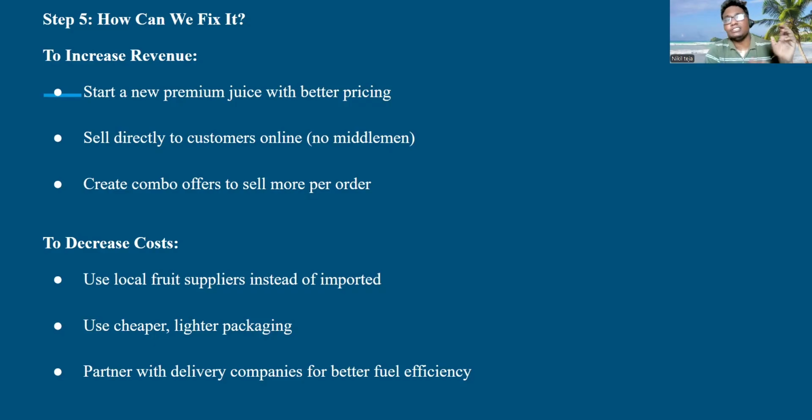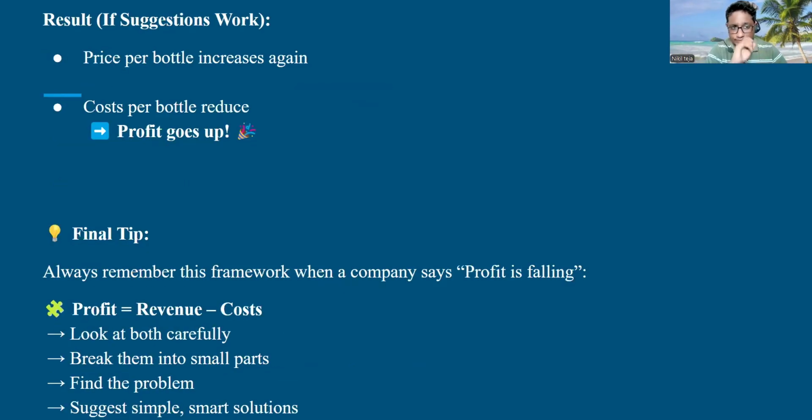So these are the strategies. We give strategies to increase revenue as well as to decrease cost. Why? Because by our findings, we found that revenue is decreasing and costs are increasing. So that is the reason why, as a management consultant, we gave them some strategies to increase the revenue and decrease the cost. As simple as that, right?